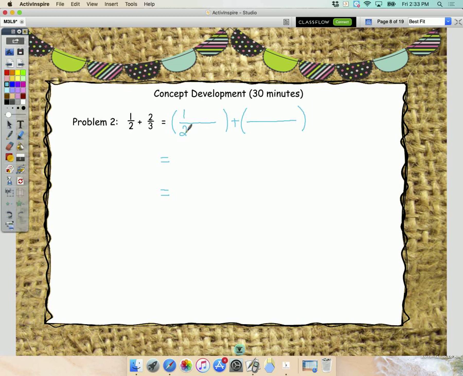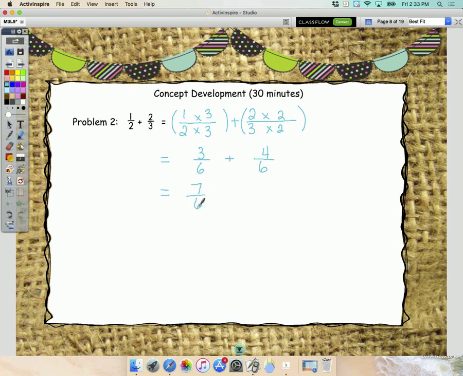One half, 2/3. Common denominator for 2 and 3. Yes, you can answer. Wish you were here so I could pull your sticks. 2 times 3. 3 times 2. And I've got 7/6.